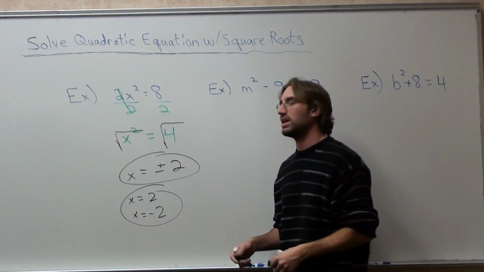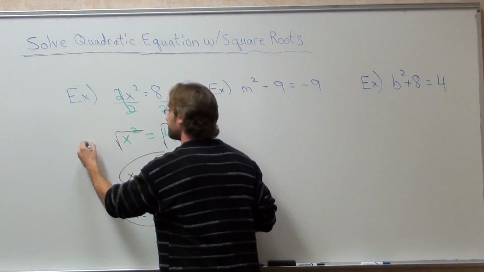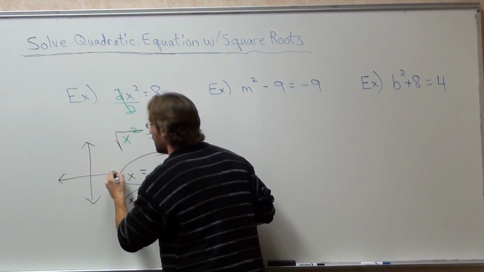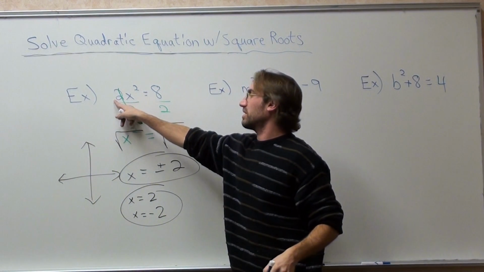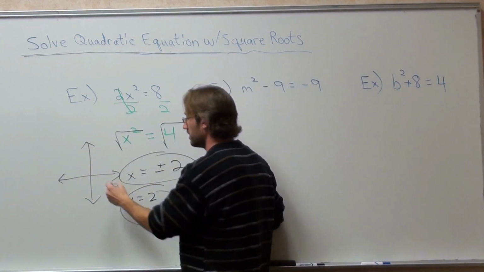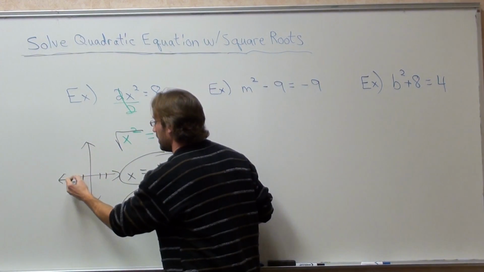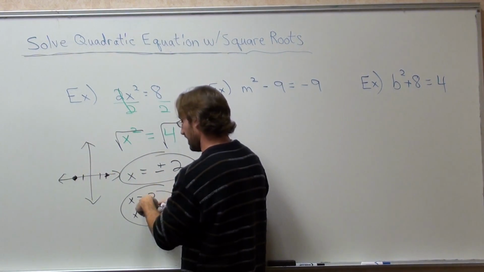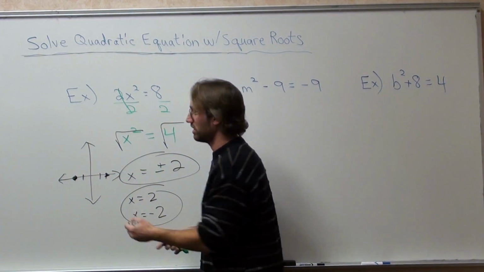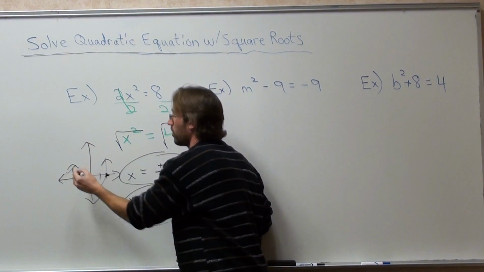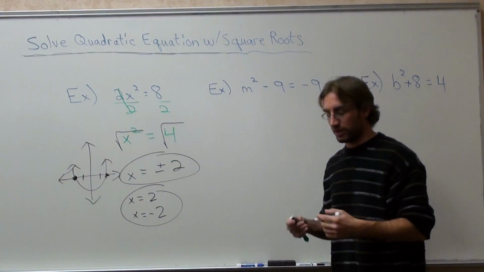And basically what that means is if I were to graph this, I know that the graph is going to go up because the number in front of x squared is positive. And I know it's going to hit at negative 2 and at positive 2. And it's going to go up. And that's just a very quick way to graph something using the square root method.